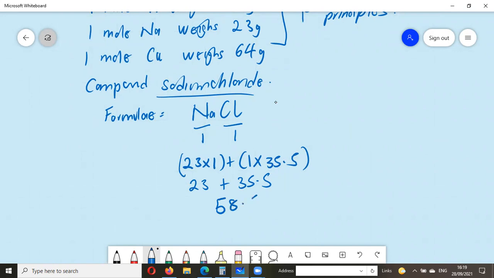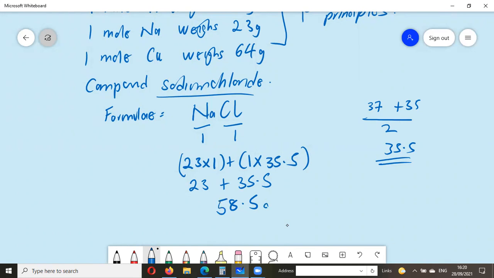58.5. Why don't you say 36? No, because we can't use 36 because we are getting them from two isotopes. We have isotope of 37 as the mass plus 35. When you add these and divide by 2, what do you get? 35.5. So we take this one, not 36. So that means we are getting 58.5.